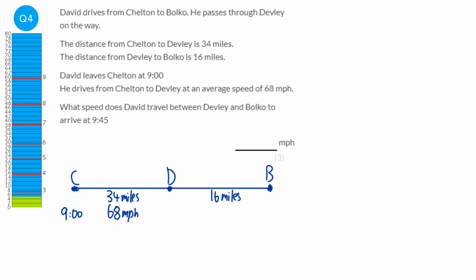And what speed does David travel between Devley and Bolko to arrive at 9:45? So the whole duration of this, the whole thing needs to be 45 minutes or 0.75 hours. And the entire distance is 34 plus 16, so that would be 50 miles.